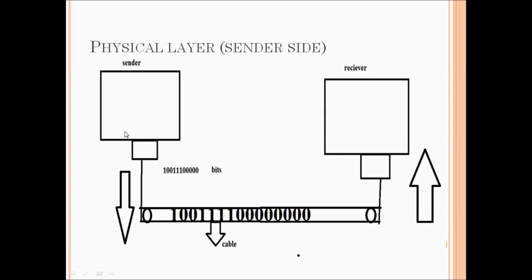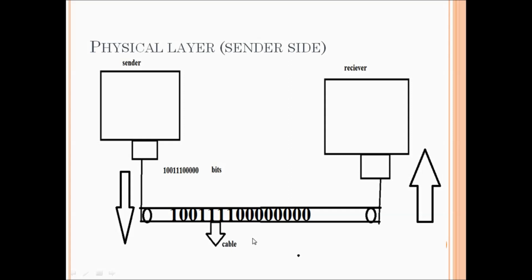So the sender is sending the bits to the receiver using the cable here. Here the information goes from top to bottom, that is from application to physical layer. But on the receiver side it's a reverse thing. Communication starts from physical layer to application layer. So in a sender, it goes from top to bottom, but in a receiver, it goes from bottom to top. Your bits will be transferred through a wire or a cable.